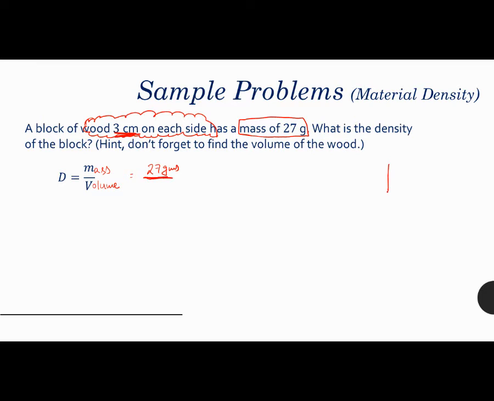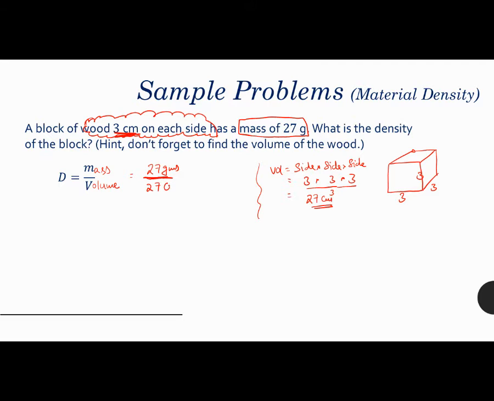Because if you take a block of wood, each side is 3 centimeters, which means length is 3 centimeters, width is 3 centimeters, and height is 3 centimeters. I'm sure you know how to compute the volume. Volume equals, if it is a cube, side times side times side. Then it is 3 times 3 times 3. 3 times 3 is 9, 9 times 3 is 27. So 27 cubic centimeters.